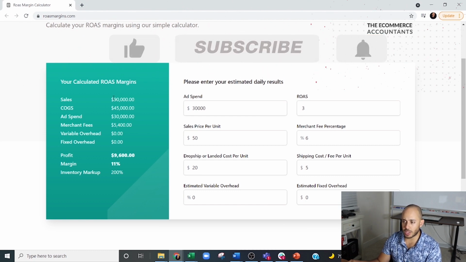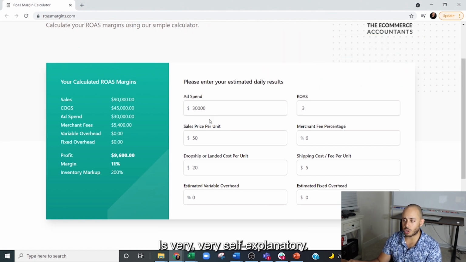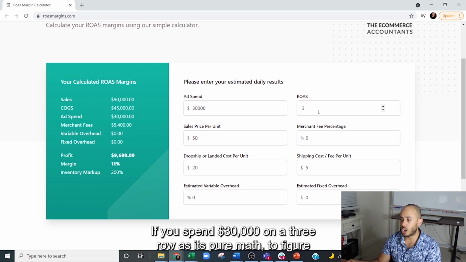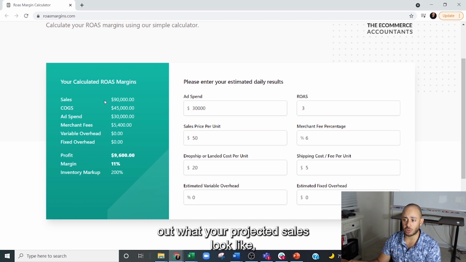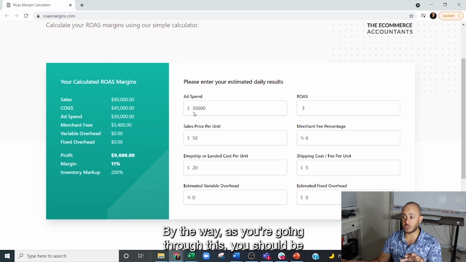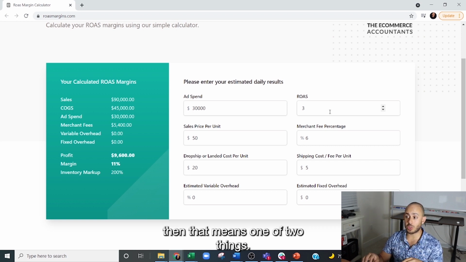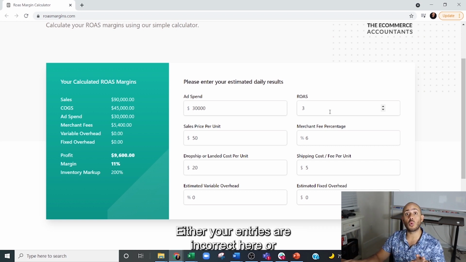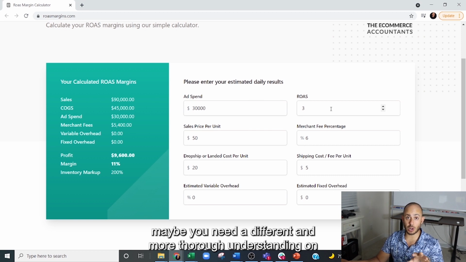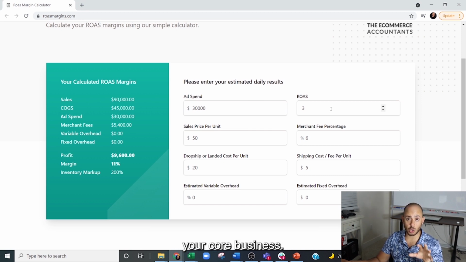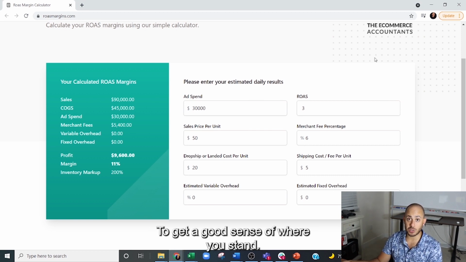Your sales is very self-explanatory. If you spend $30,000 on a 3 ROAS, it's pure math to figure out what your projected sales look like. Cost of goods. And by the way, as you're going through this, you should be using your own numbers. And if these numbers don't match up to your numbers, then that means one of two things. Either your entries are incorrect here, or maybe you need a different and more thorough understanding of your core business to get a good sense of where you stand.